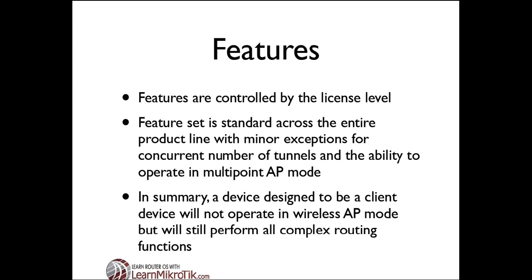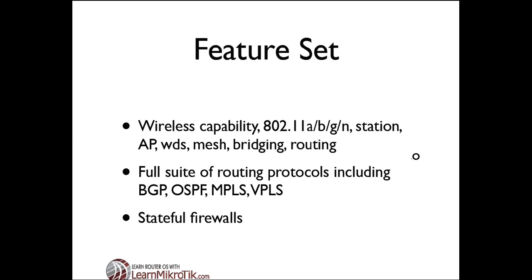So all of the complex routing functions like MPLS, VPLS, OSPF, it's all there in a device that costs less than $50. So as far as features are concerned, all of the features are available across the entire product line with very minor exceptions. And typically those exceptions are in the number of tunnels that the device will support or the number of clients it will support simultaneously.